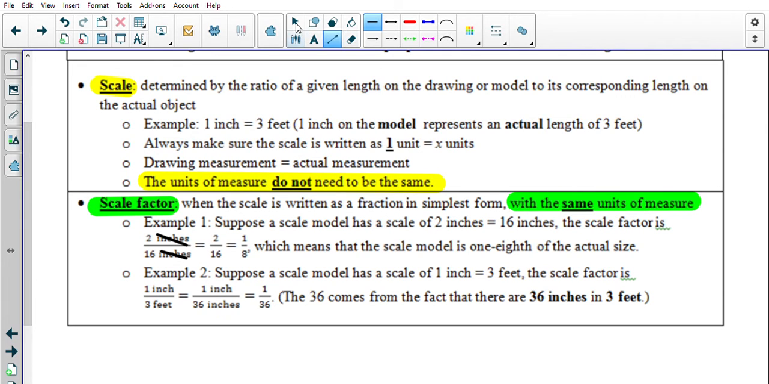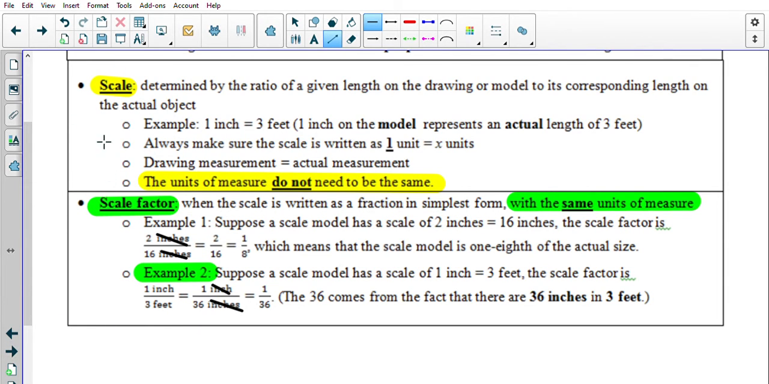Now, example 2 is even more important. I'm going to highlight this one in green. So suppose a scale model has a scale of 1 inch equals 3 feet. The scale factor will be 1 inch over 3 feet, but I need to convert my 3 feet into inches. Generally, we'll convert our larger measurement. There's 12 inches in a foot. 3 times 12 is 36 inches. Now that I have the same unit of measure, I can get rid of them, and my scale factor is 1/36. And again, the 36 comes from the fact that there are 36 inches in 3 feet. It's equivalent to 3 feet, but we're writing it in terms of the same unit of measure.